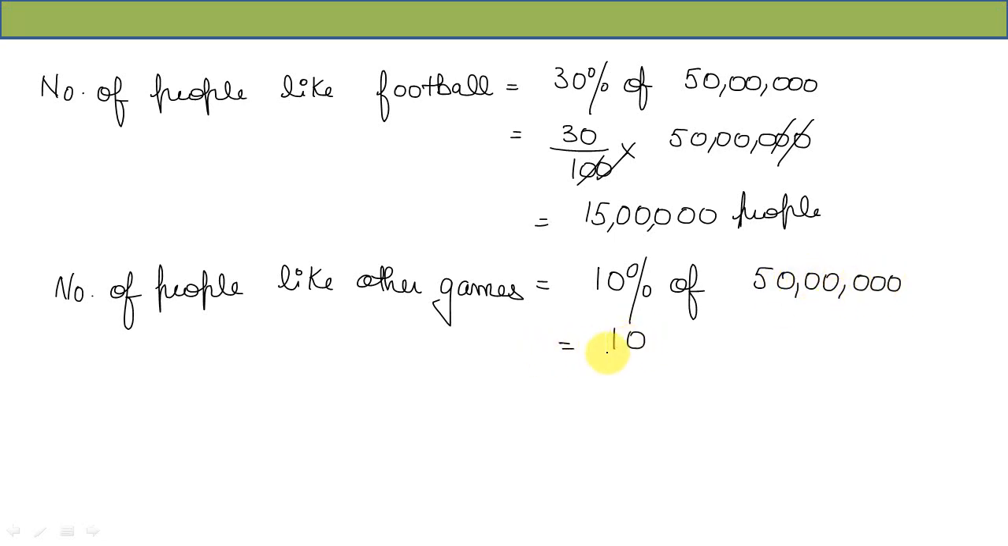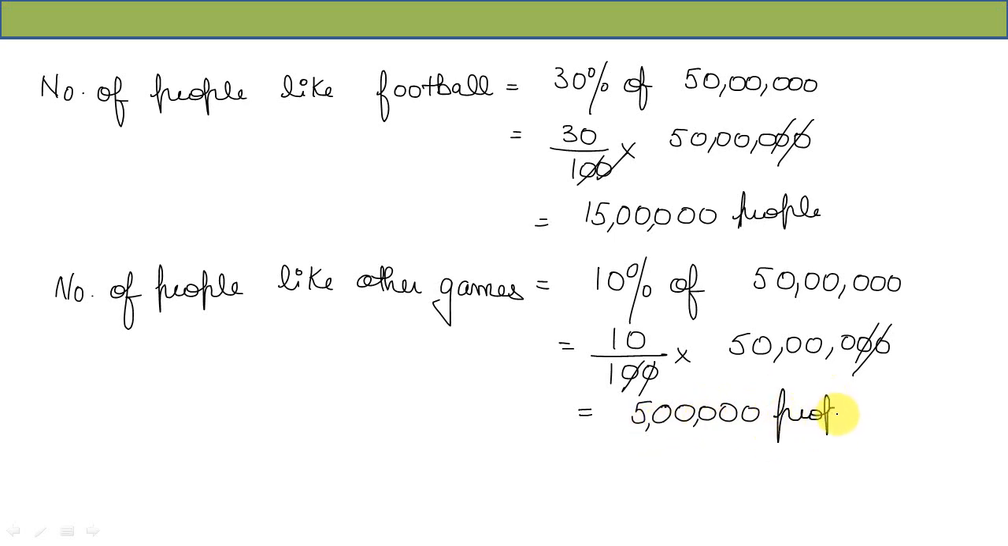0, 0, 0, 0 cancel. 1 into 5 is 5, along with 1, 2, 3, 4, 5 zeros. तो ये आपका हो गया 5 lakh people, right? So that means out of 50 lakh people, 30 lakh people like cricket, 15 lakh people like football, and 5 lakh people like other games.